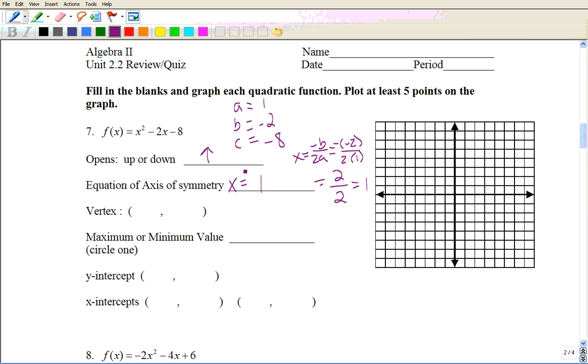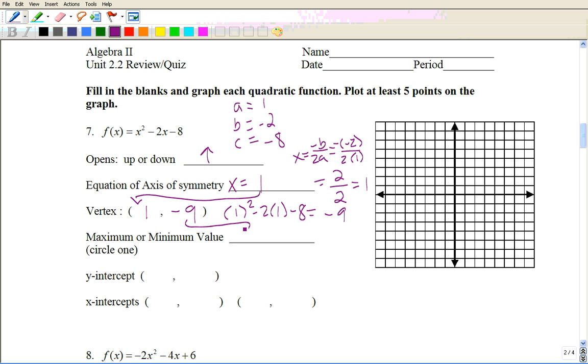Now once we know what the axis of symmetry is, because that goes through the vertex, that is the same value as our x value for the vertex. To figure out the y value, we have to take that x value and plug it in. So we'll have 1 squared minus 2 times 1 minus 8. So I'll have 1 minus 2 minus 8, and that's negative 9. So my vertex is at 1, negative 9.